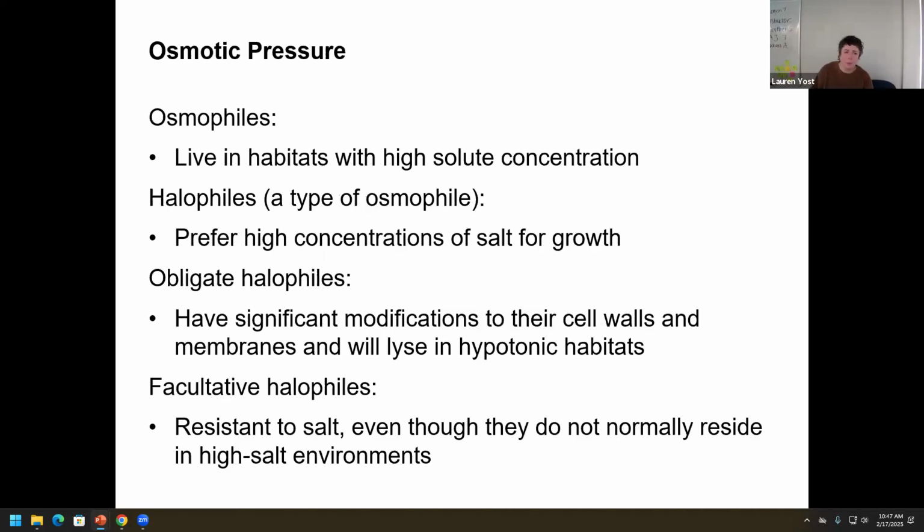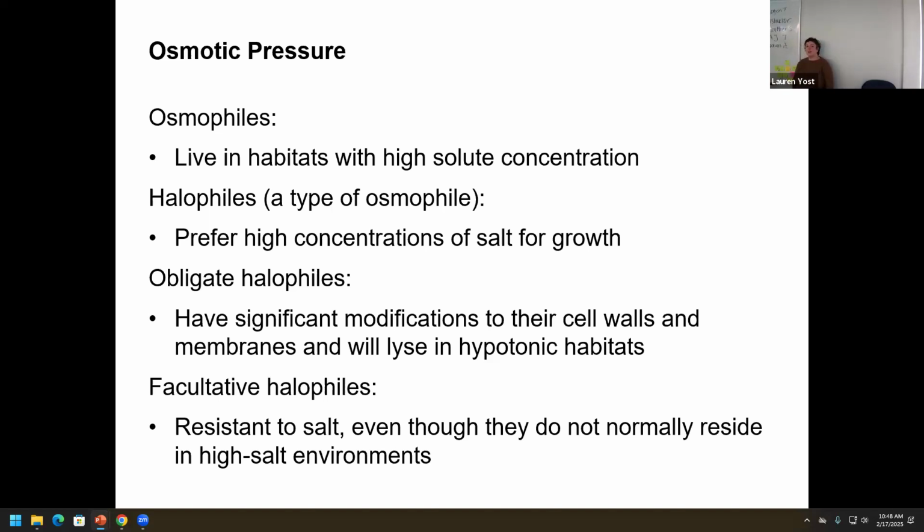All right, osmotic pressure. Osmophiles are game to live with high solutes. If this is salts, like sodium chloride, chlorine is a halogen, if you know your periodic table, so this is halophiles. Halophiles are literally osmophiles for salt. If you're dealing with sugar, you're an osmophile, but you're not a halophile. So a halophile is a type of osmophile. We'll call them sugar-philes. You don't need to know the words, but they would be a different kind of osmophile, okay?